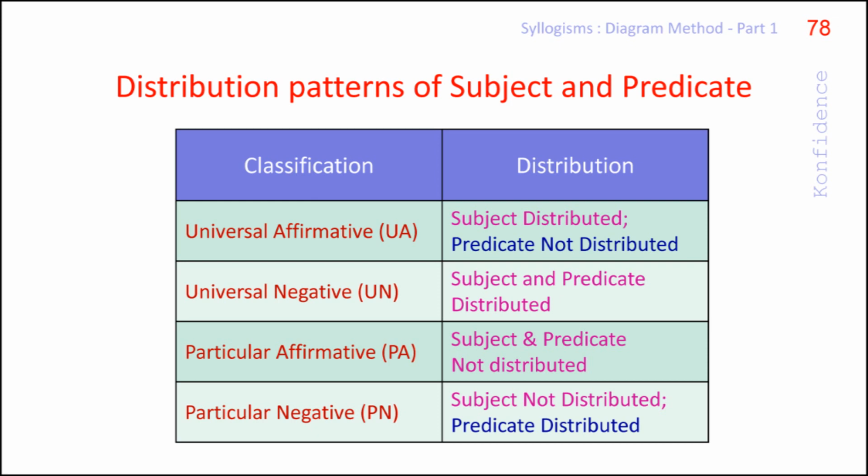Based on the classification of statements into four types, namely universal affirmative, universal negative, particular affirmative, and particular negative, there are four different distribution patterns of subject and predicate. Take a few seconds to go through the table given in the slide.